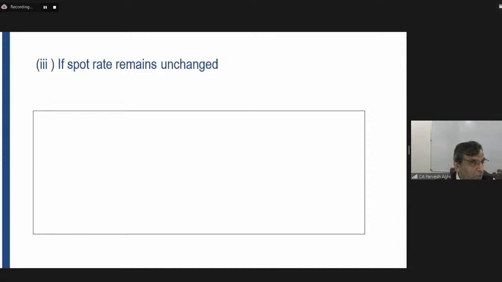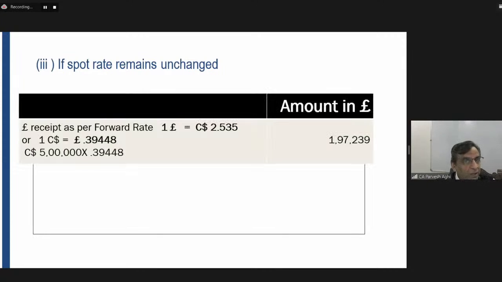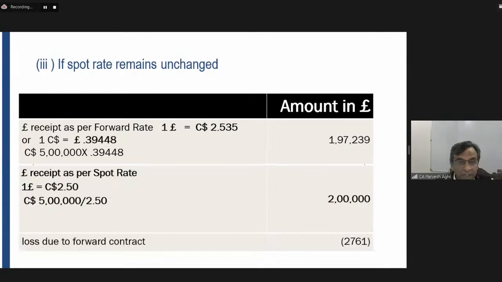But it has not depreciated. So again, he is going to make a loss here, because he is going to get 1,97,000 in the first scenario when he has taken the forward cover. But when the spot remains the same, that means 1 pound is equal to 2.5 Canadian dollars, unchanged after 6 months, so it will remain 2.5. So he is going to get 2 lakh pounds. He would have got 2 lakh pounds if he had not taken a forward cover. So the loss due to the forward contract is 2,761. I hope you have followed.